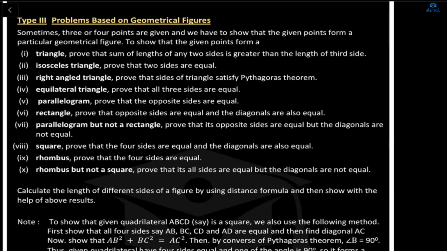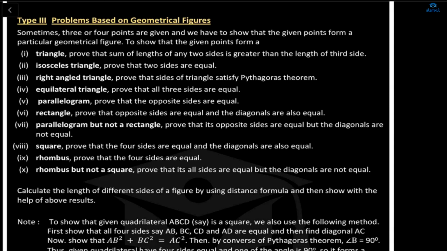Okay, so when we were studying triangles, you came across this property: to show that the points are of a triangle, you have to prove that the sum of the lengths of any two sides is greater than the length of the third side. If you add the length of any two sides, it should be greater than the third side. Then that figure is a triangle. If the question asks to show that it is a triangle, you are going to use this. Now for an isosceles triangle, everybody knows, we have two sides equal.